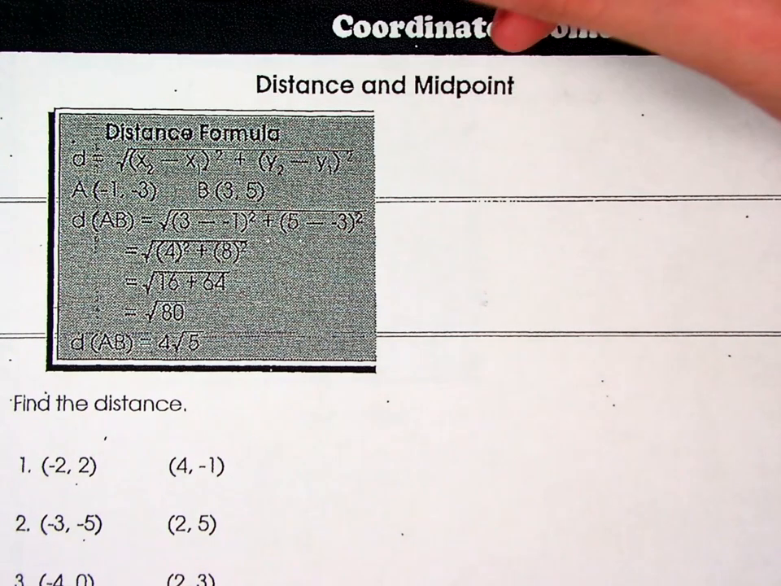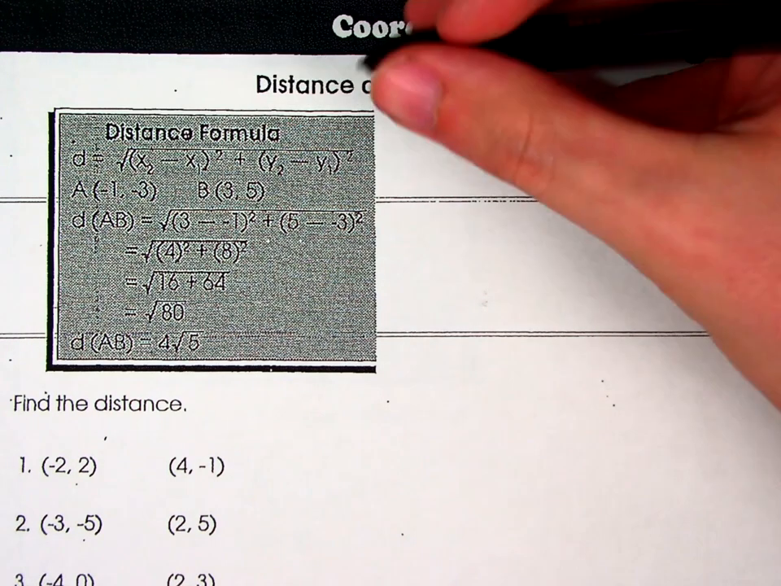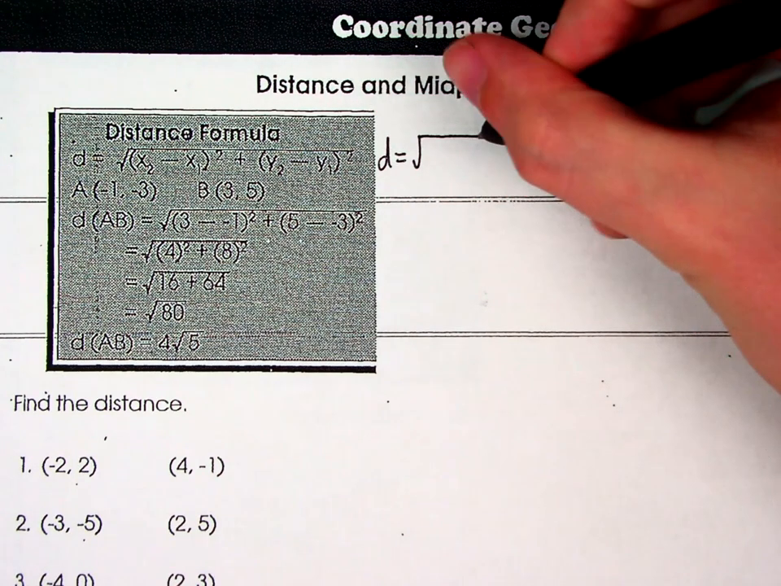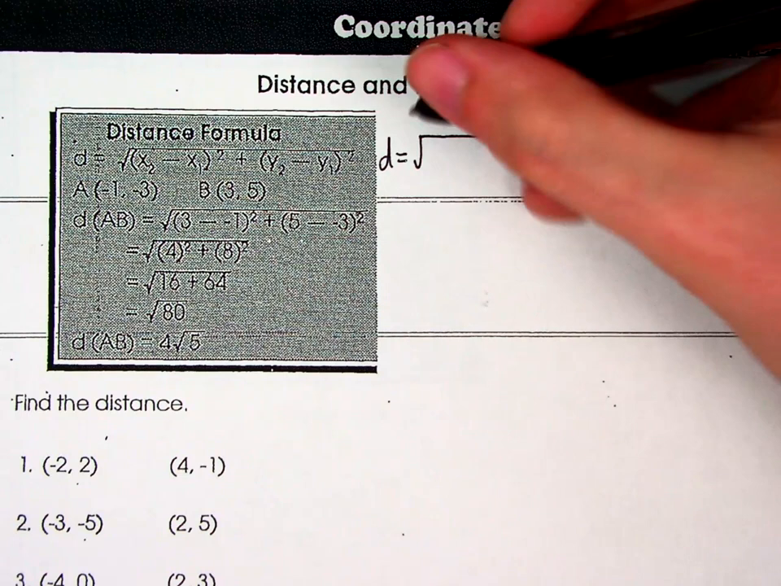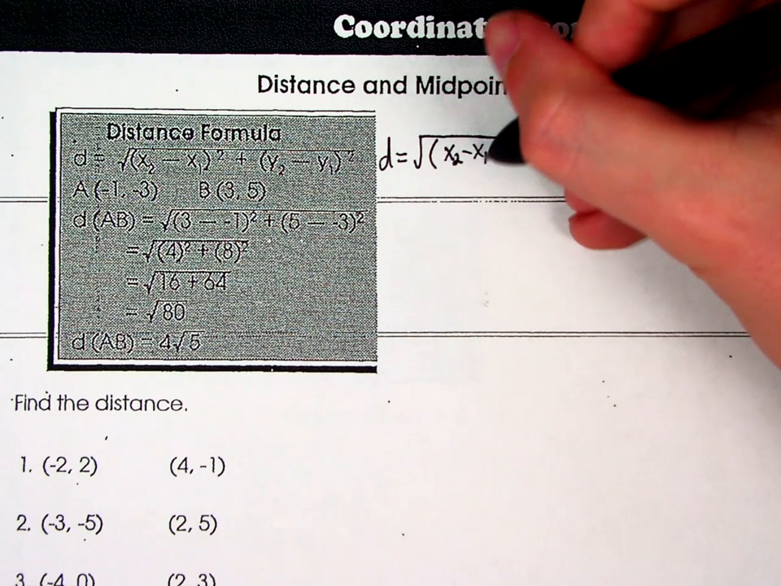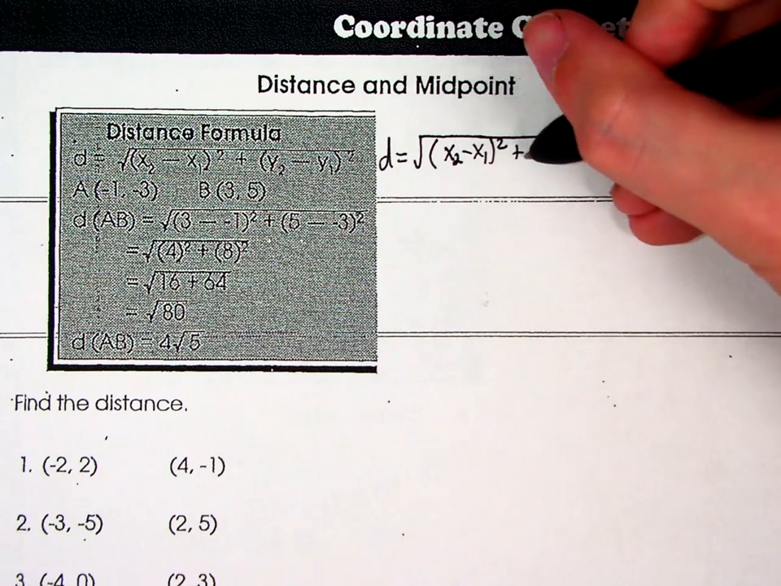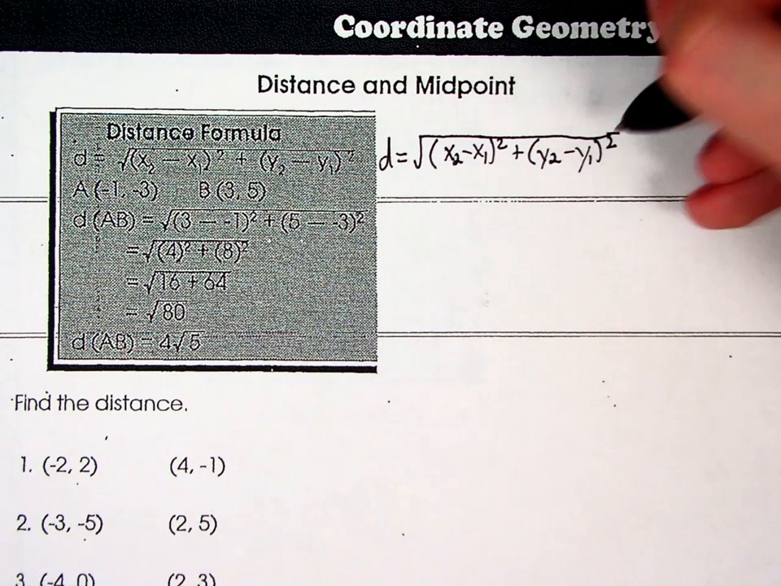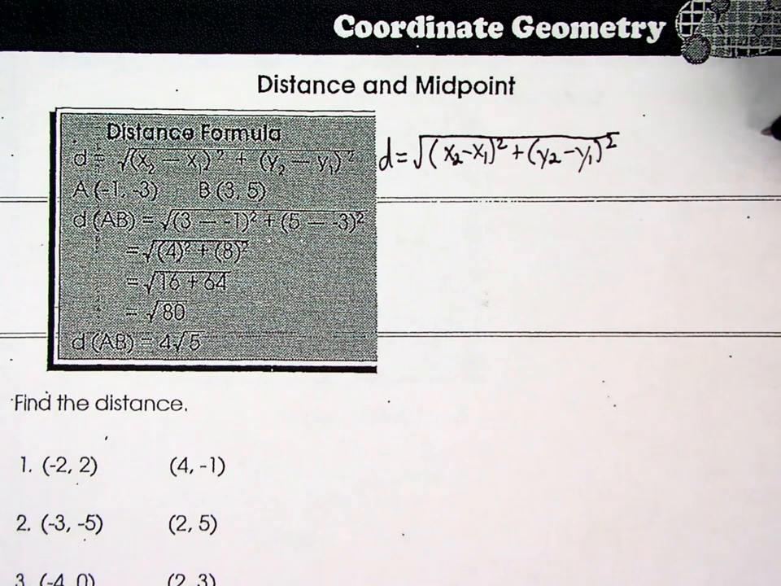Our distance formula written here, it's hard to see, I'll write it again, is d equals the square root of the quantity x2 minus x1 squared plus the quantity y2 minus y1 squared. What it's saying visually for us is it's super related to our Pythagorean theorem.